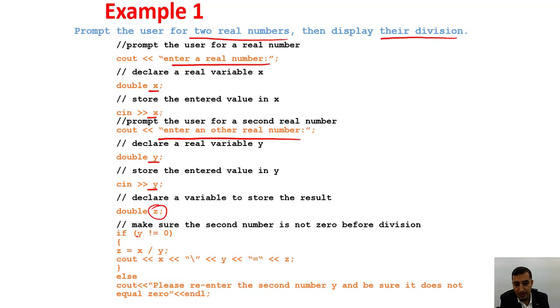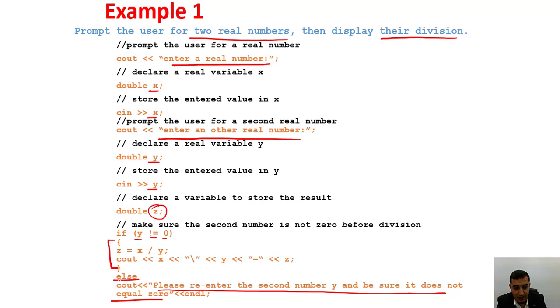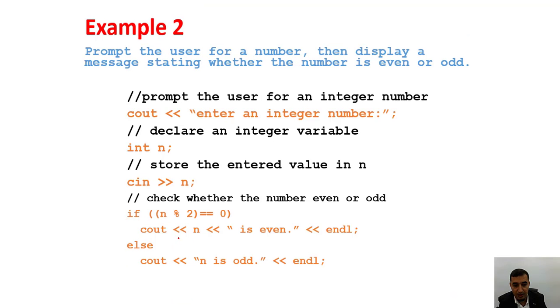But before that, we need to check if y is not equal to 0. If y is not equal to 0, meaning that we can do the division, z is equal to x divided by y. Then we display cout x divided by y is equal to z. Else, please re-enter the second number y and make sure it does not equal 0. So here we used the if statement and the else statement. It is a two-branch. If this is evaluated as true, we execute this part. If this is evaluated as false, we execute the second part.